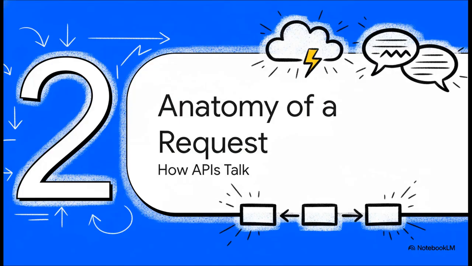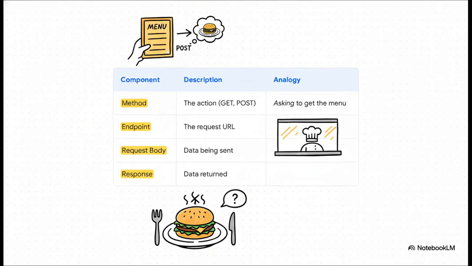Okay, so let's go a level deeper. How does this talking between applications actually happen? What does one of these API requests really look like under the hood? This table breaks it down perfectly, and it maps right back to our restaurant. So first, you've got the method. That's the action you want to take, like telling the waiter you want to get the menu or post a new order. The endpoint is just the specific address for the request.